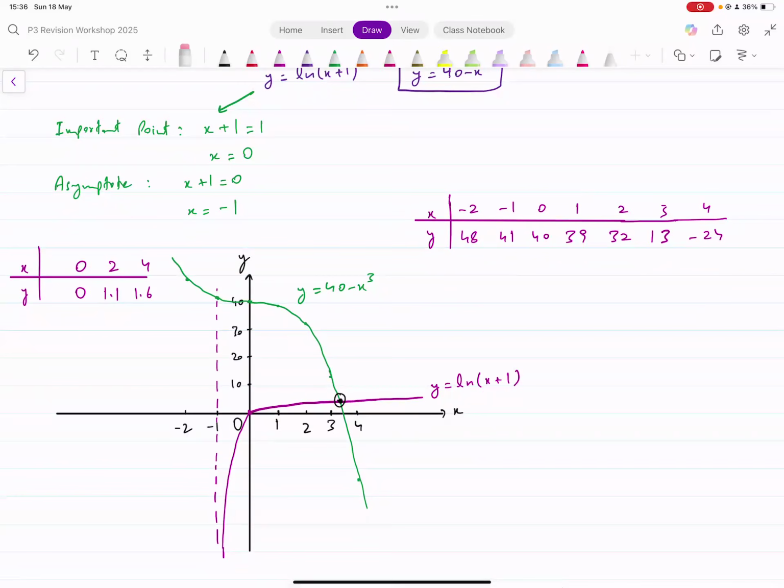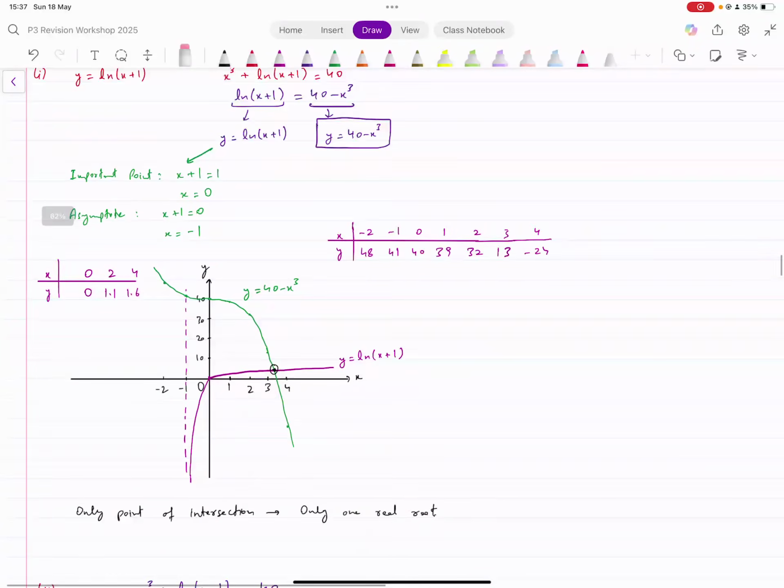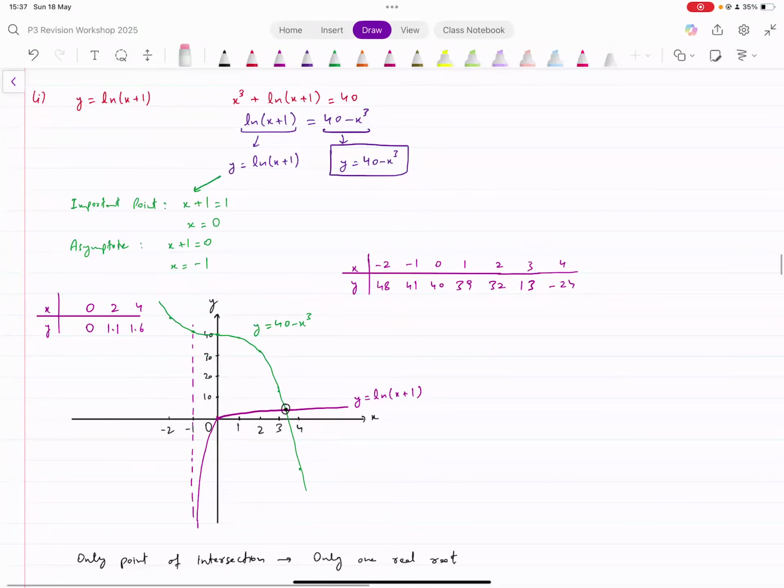This is what the graph is going to look like, and then you say that there's only one point of intersection. That is why there's only one root. Hope you can have a look at this later on in your own time as well. And that's how this would work.